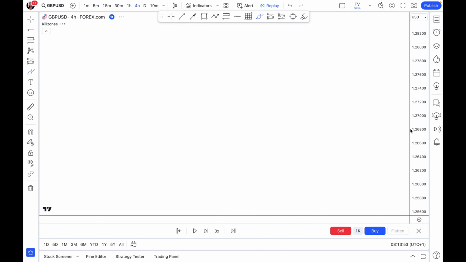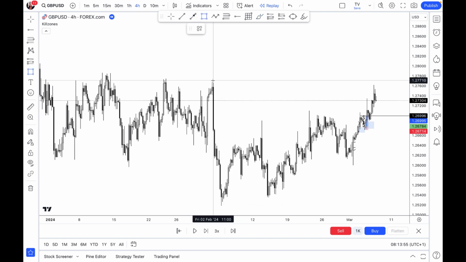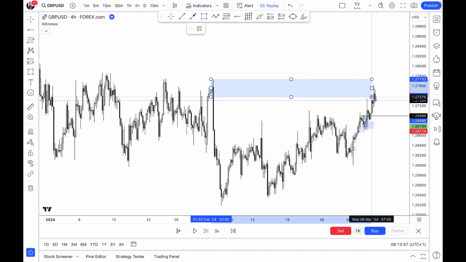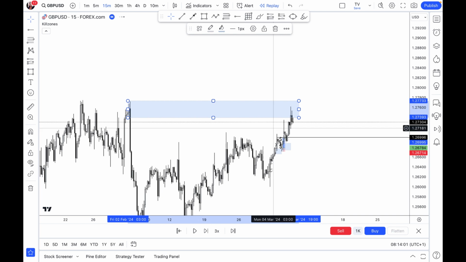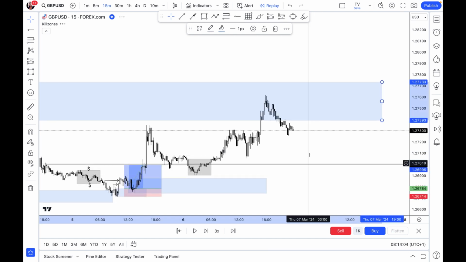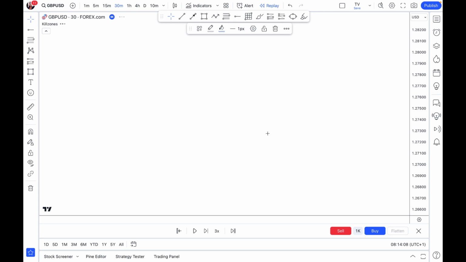Let me go to the 4 hours time frame. And finally, we got into this level of supply. I was really happy because I know now I can actually look for my sell setup from this great level of supply.